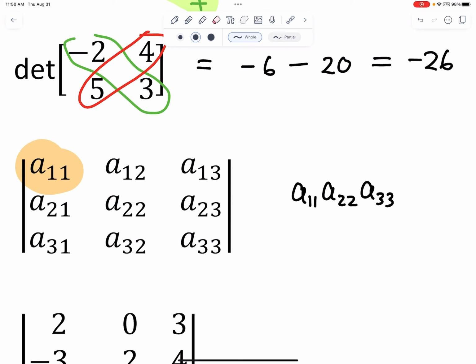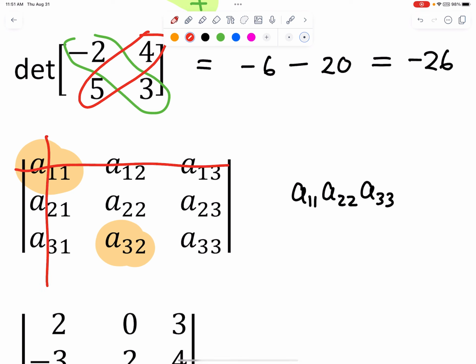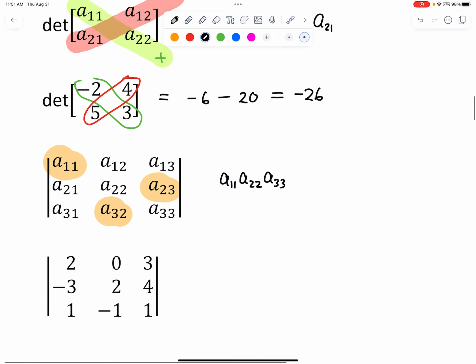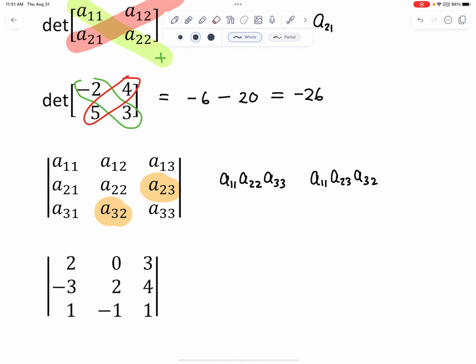Now, if I insist on keeping A11 involved in my next elementary product, I did have some other options. I could have picked A32 as my next entry to include in my elementary product. And given the two I've already picked, notice what has been eliminated as options. So A23 is the only other option now. And here's 3 entries, none of which are in the same row or column as another. And so this is another elementary product. And again, I'll order it so that the row indices are in increasing order. So that means I would want to write A11, then A23, then A32. These are the only elementary products that involve A11.